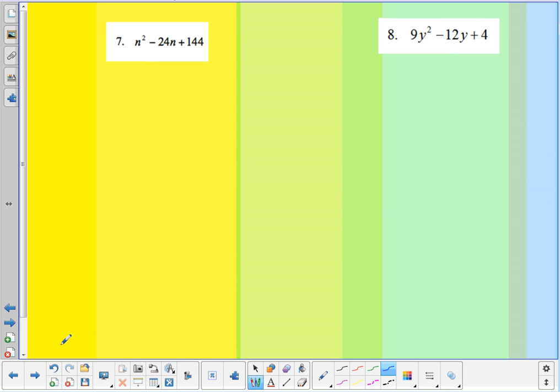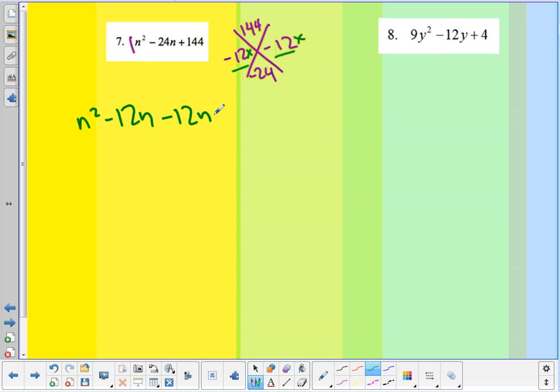I have n squared minus 24n plus 144. Now I'm going to factor the same way I factored before. I'm still going to set up my factor x, look for a GCF if I have one. I'd have a 144 on the top and the negative 24 on the bottom. The only way I can get that is when I have a negative 12 and negative 12. This is where you can start to see that they're going to be perfect square trinomials because you have the same two factors. So I have n squared minus 12n minus another 12n plus 144.